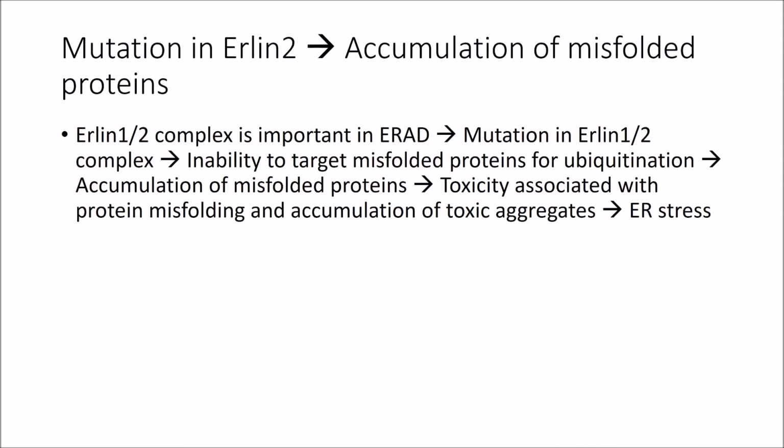So what happens when there's a mutation in ERLIN2? It can actually lead to an accumulation of misfolded proteins. The ERLIN1-2 complex is important in ERAD, as when there are mutations in the ERLIN1-2 complex, it will lead to the inability to target misfolded proteins for polyubiquitination, leading to an accumulation of misfolded proteins. These accumulations eventually result in ER stress.